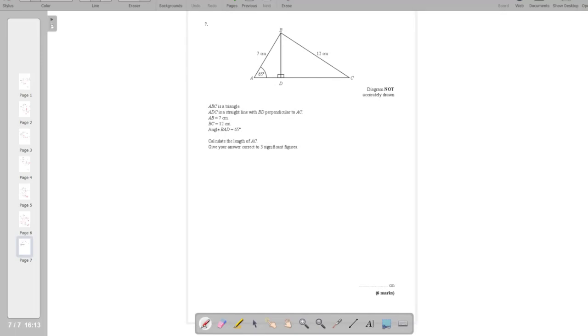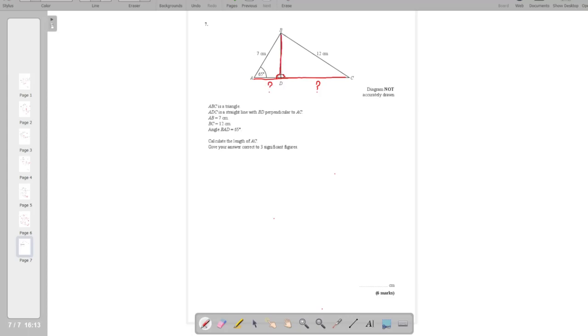ABC is a triangle, ADC is a straight line, BD is perpendicular to AC because that is 90. That's 90, that's why it's perpendicular. AB is 7, BC is 12, angle BAD is 65. Calculate the length of AC. So we need to find the AC. To find the AC, we need to find the AD and we need to find the DC. How do you find the AD?